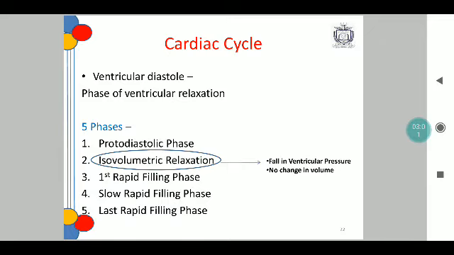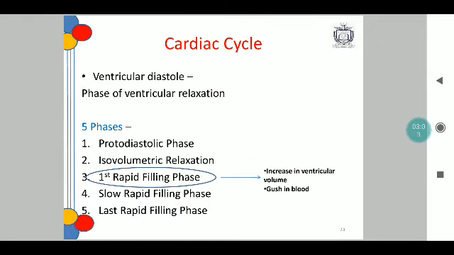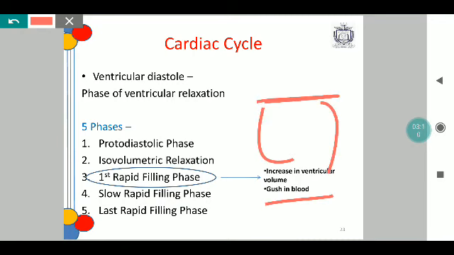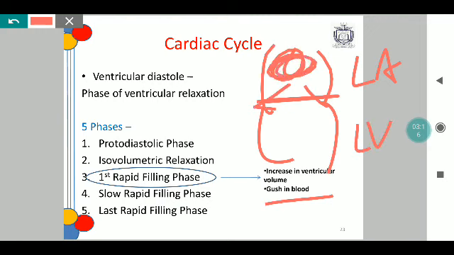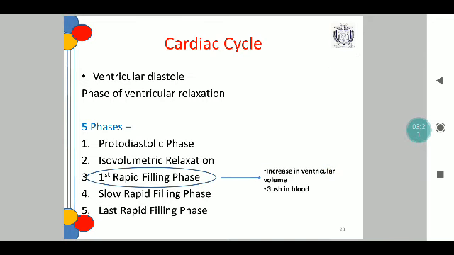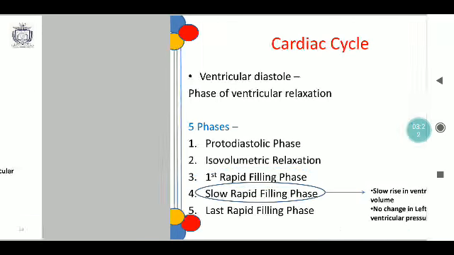The first rapid filling phase is where there is an increase in the ventricular volume, and this is because of a gush in blood. So imagine that this is the left atrium and this is the left ventricle. When this valve opens and blood is full here, blood will move from atria to ventricle. So this is the first rapid filling phase based on the pressure gradient.